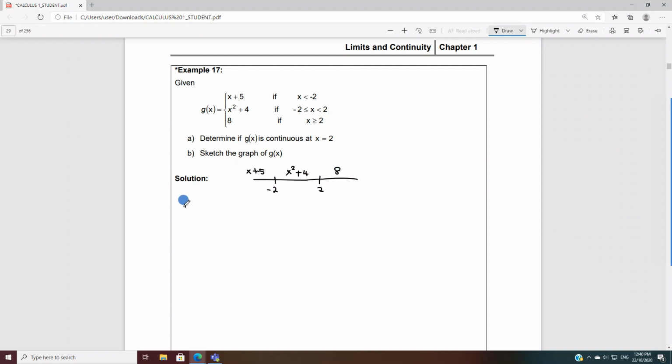Okay, first we need to find f2. Okay, f2 kita tengok function yang ada sama dengan 2 ni. So kita ambil f2 equals to 8.